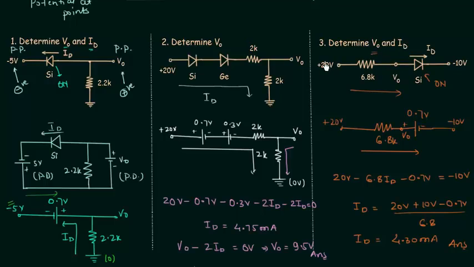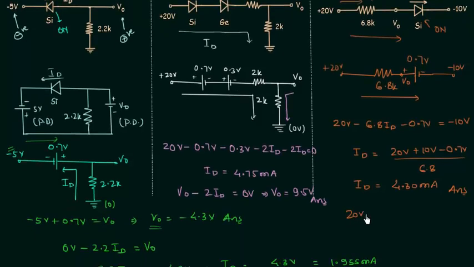Now I will calculate the value of V0. I will start from 20 volts and move towards V0. 20 volts minus 6.8 ID equal to V0. So V0 is simply 20 volts minus 6.8 kilo ohms multiplied by 4.30 milliamps. When you solve this, you will find V0 is equal to minus 9.3 volts. This is the answer.